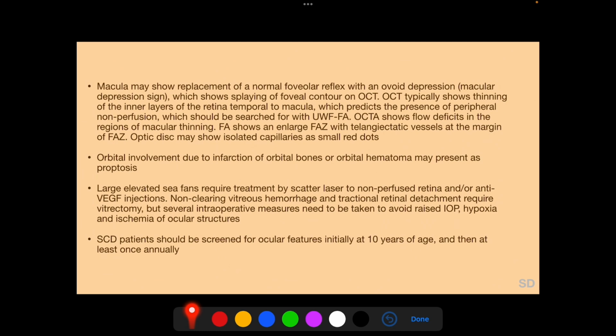Macula may show replacement of a normal foveolar reflex with an ovoid depression called the macular depression sign, and can show splaying of foveal contour on OCT. OCT typically shows thinning of the inner layers of the retina temporal to the macula, which predicts the presence of peripheral non-perfusion, which should be searched for with ultra-wide-field fluorescent angiography. OCTA shows flow deficits in the region of macular thinning. Fluorescent angiography shows an enlarged foveal avascular zone with telangiectatic vessels at the margin of the foveal avascular zone. Optic disc may show isolated capillaries as small red dots on its anterior surface.